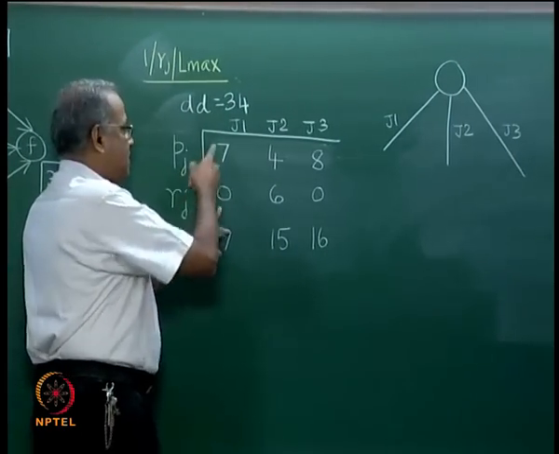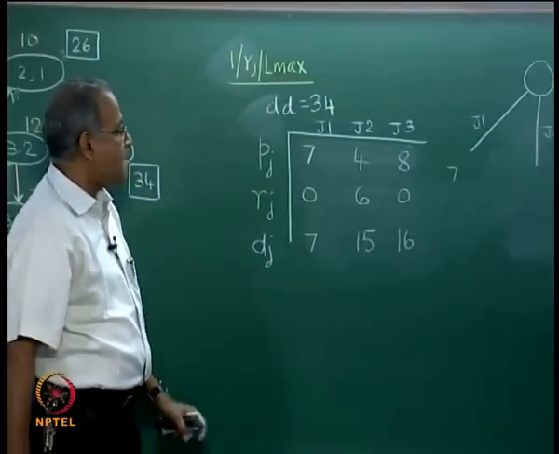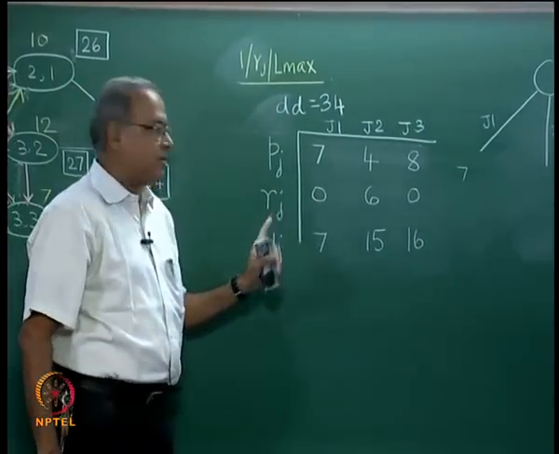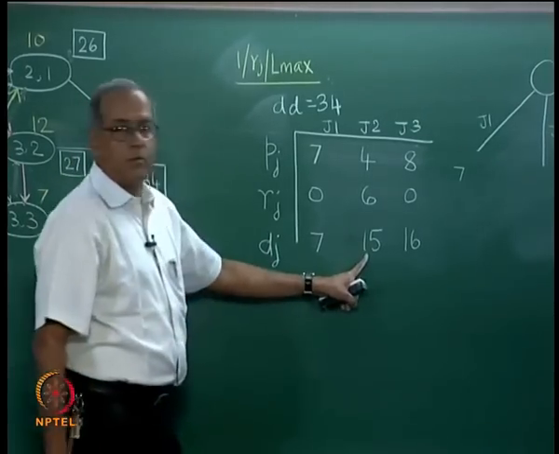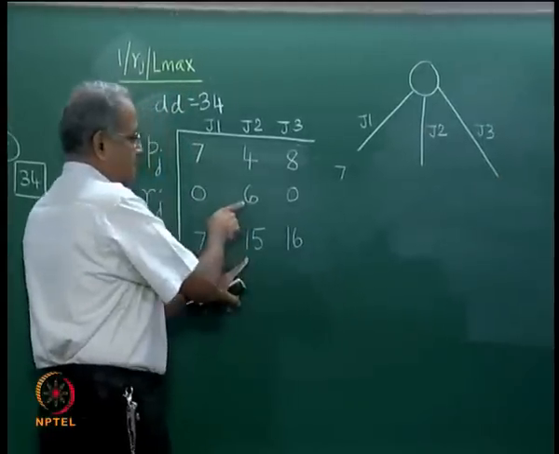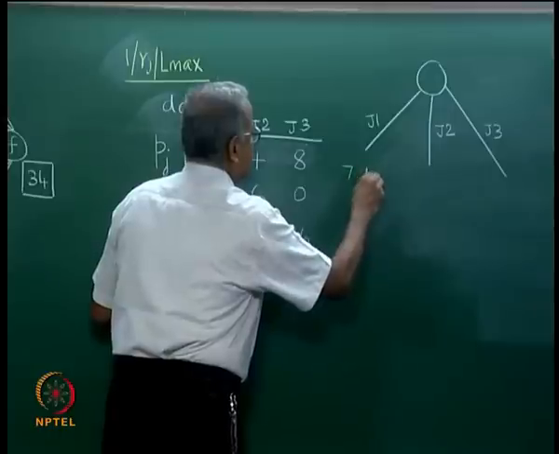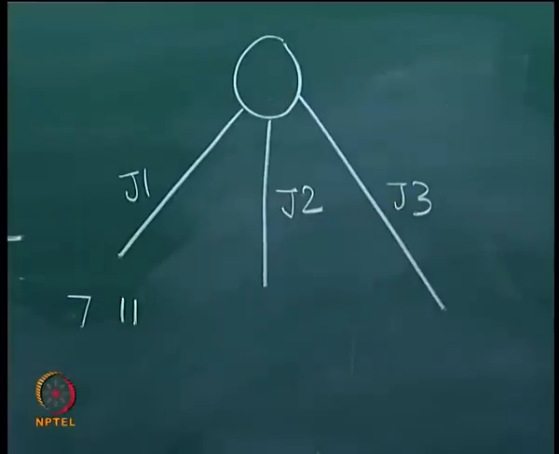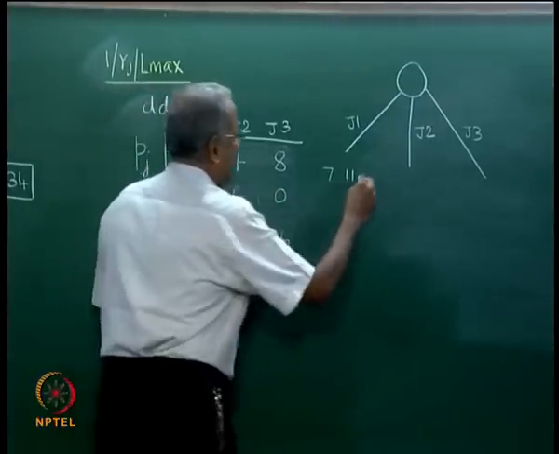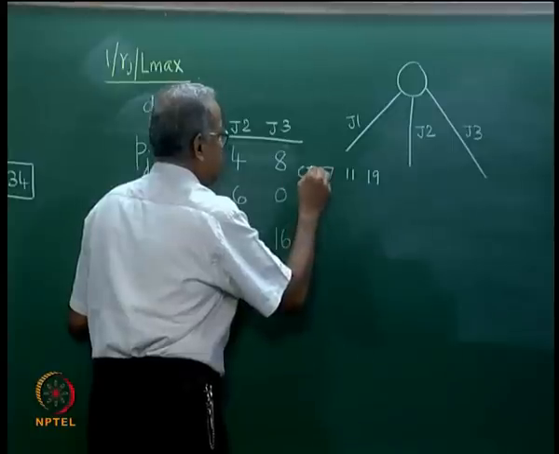time equal to 0, therefore, the completion time will be 7. Following the earliest due date sequence, we try to get J2 inside. So, J2 is available at 6, now the machine is available at 7. So, this will become 7 plus 4, 11, by which time J3 is available. So, plus 8, 19. So, these are the completion times.